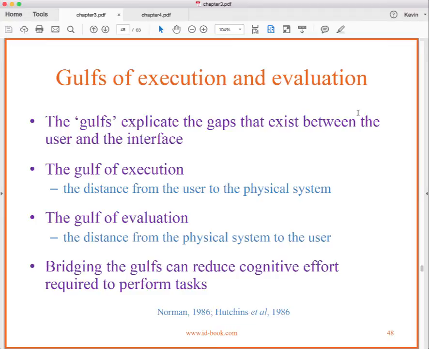So bridging the gulfs can reduce cognitive effort required to perform both tasks. And largely, I would say that the observation that I offered a slide or two ago is what I find the most helpful here. It's that to the extent at which you can help the user develop a mental model that corresponds well to the conceptual model of your system, you're going to make those gaps as narrow as possible and as easy to bridge.